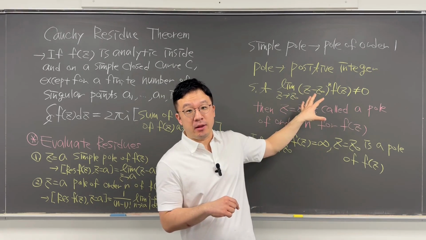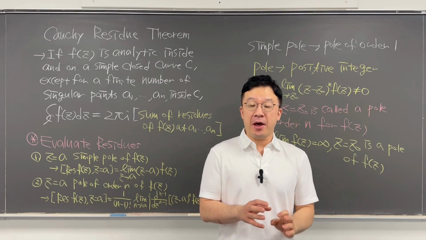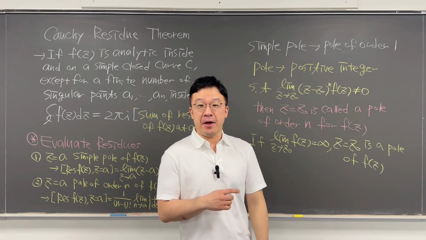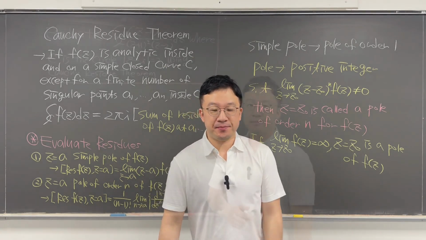And about this order n, easily speaking, for example, when you work on a rational function, and if you factor both the numerator and denominator, order n is like the multiplicity of the factors on your denominator. Okay, so let's get to an example.